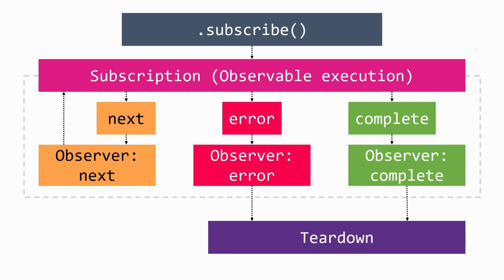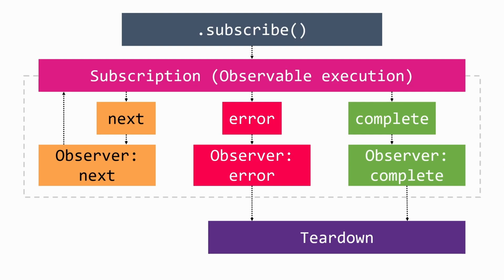In this optional teardown logic, the observable can clean up after itself. For example, it can release the resources it was using, cancel timers or intervals, or even close a connection to the server if that was the source of the observable. The complete or error notifications are a way of saying that the observable has no more items to emit, or there was some error and the observable won't be able to emit values anymore.